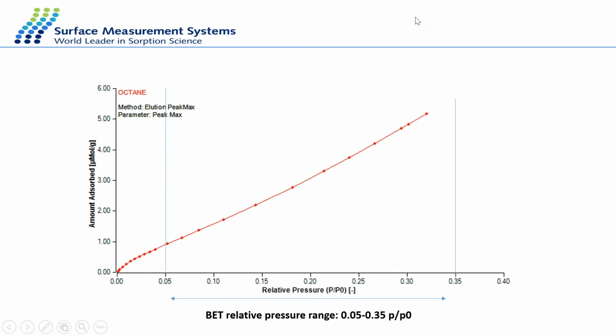We have one more question. Thank you for the very informative session. For polymeric fibers which absorb alkanes, what is the best way to measure the dispersive part of surface energy?